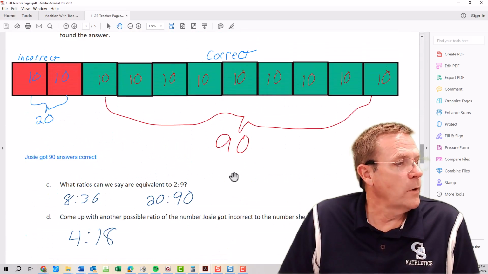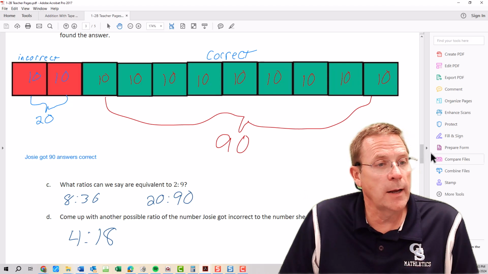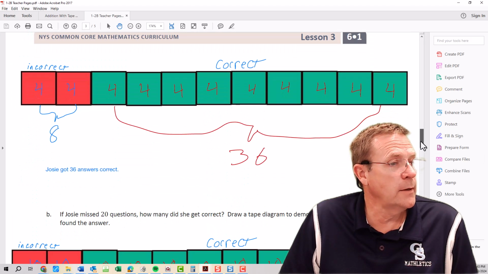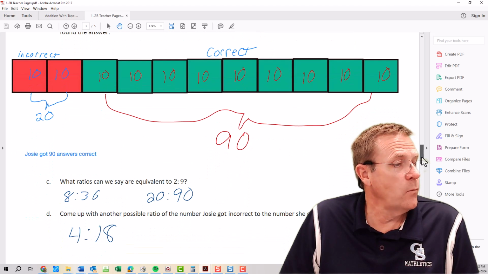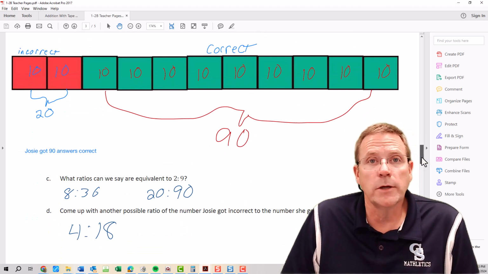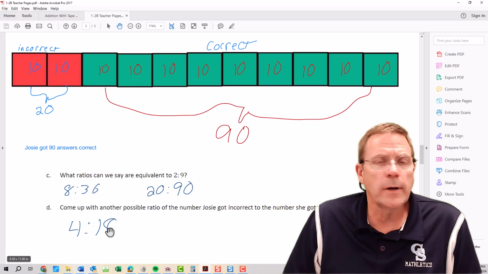So what ratios can we say are equivalent? Well, that's going to be the 8 to 36 and the 20 to 90. And we can see both of those, 8 to 36 and 20 to 90, right there. And then we can say, what is another possible ratio that would be equivalent to those? And the one I did is 4 to 18.